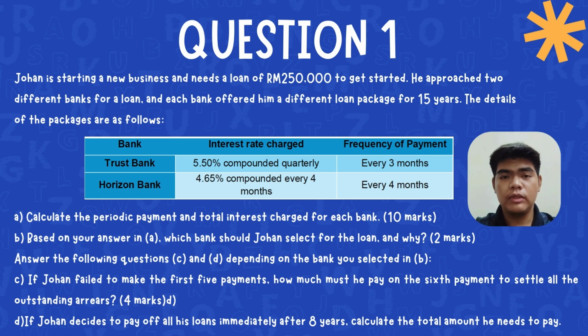Part B, question 1. Johan is starting a new business and needs a loan of 215,000 ringgit to get started. He approached 2 different banks for a loan, and each bank offered him a different loan package for 15 years. The details of the package are as follows. Trust Bank, interest rate charge 5.50% compounded quarterly. Frequency of payment every 3 months. Horizon Bank, 4.65% compounded every 4 months. Frequency of payment every 4 months. A. Calculate the periodic payment and total interest charge for each bank. B. Based on your answer in A, which bank should Johan select for the loan and why?